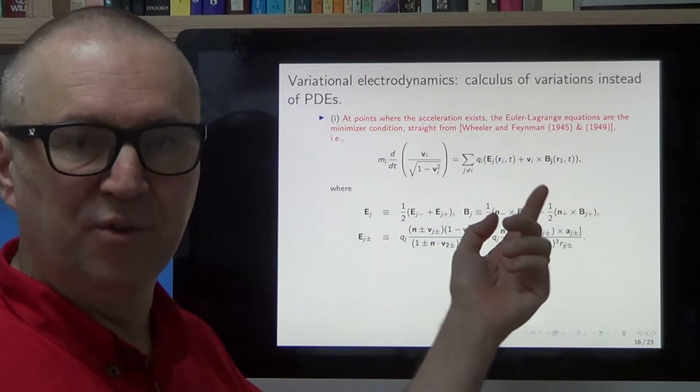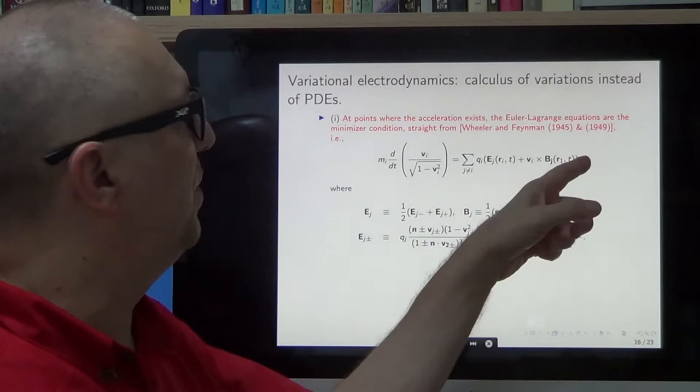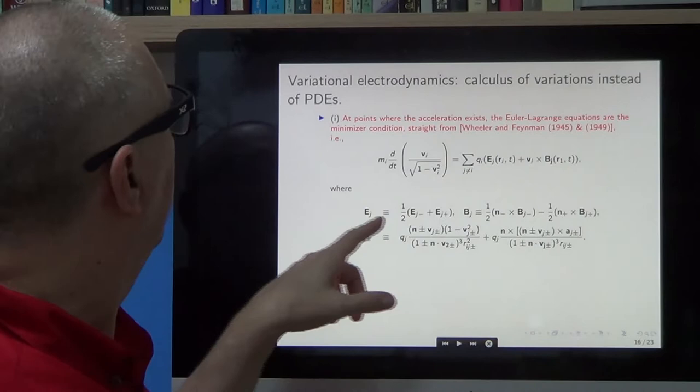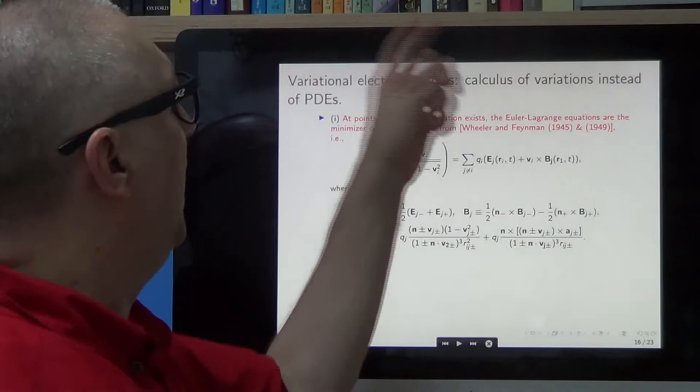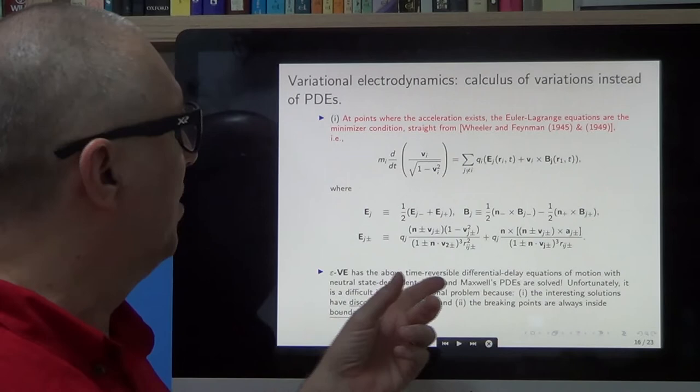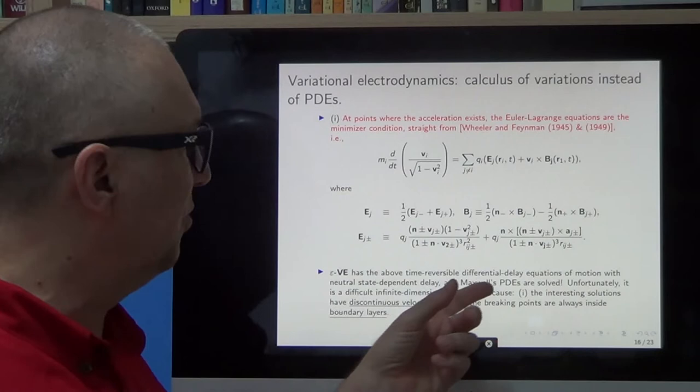If you generalize this for epsilon strong variational dynamics, there will be an epsilon term here in the same manner of advanced plus retarded summation. The electric field is again a semi-sum of advanced and retarded. And of course, there is an advanced term sitting here that you have to solve for. But these are the equations of motion. Epsilon VE has the above time reversible differential delay equation of motion with neutral state dependent delay. And Maxwell's PDEs are solved. You wanted to solve Maxwell's PDEs? Yeah, you have it.